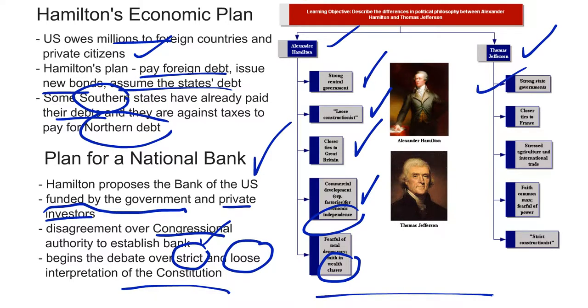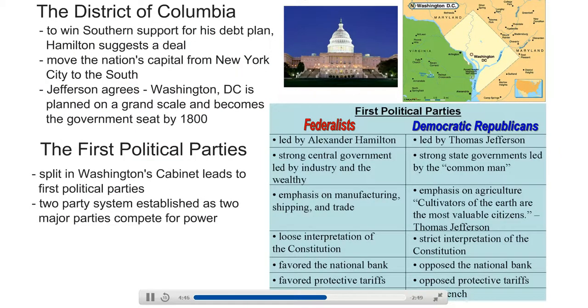Thomas Jefferson, on the other hand, was for a strong state government. He wanted closer ties to France. He stressed agriculture, farming, and international trade as the basis for the economy. He had faith in the common man and was fearful of giving the wealthy too much power. And he was a strict constructionist.